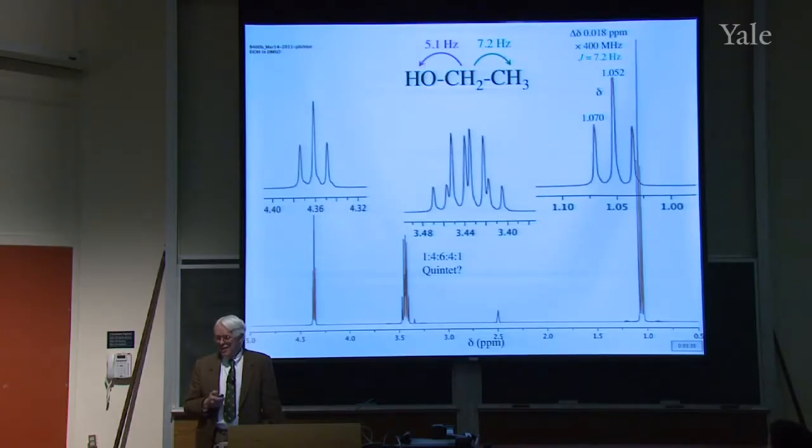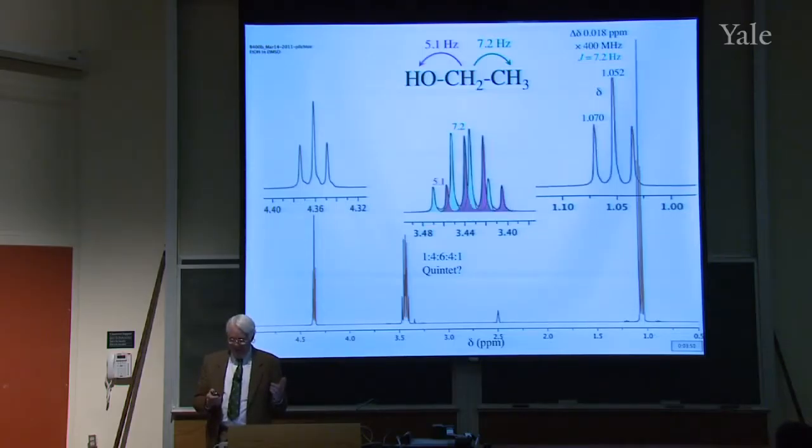Not quite. Now, what is going on? Notice that those two interactions are not the same, right? One is 7.2 hertz and the other is 5.1. So if we look at those, there we see a quartet. That's split by how many? That's split by 3. That's the CH3 splitting. But in fact, they're two quartets, right? So that's the smaller splitting due to the OH.